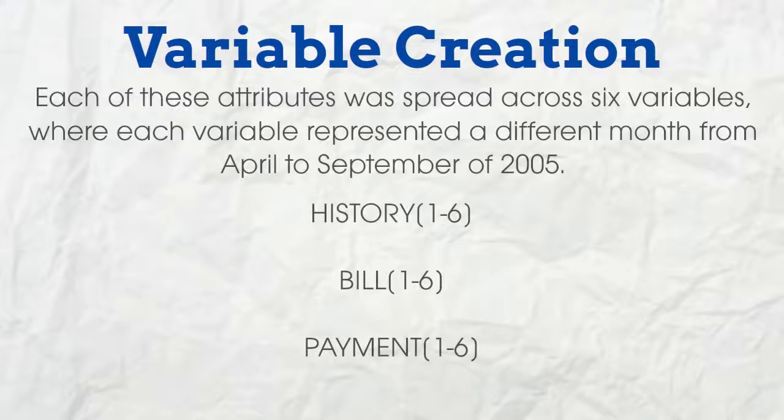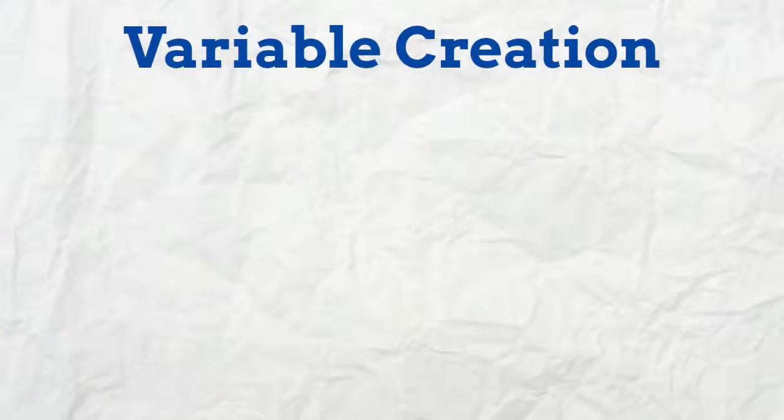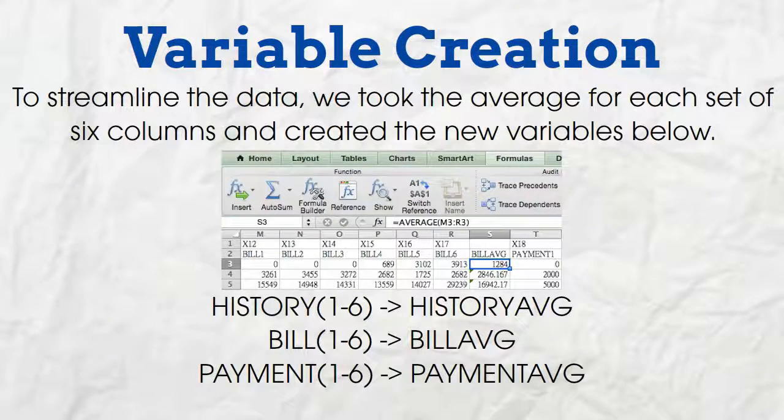I'm going to go over variable creation. Each of these attributes was spread across 6 variables, where each variable represented a different month from April to September of 2005. To streamline the data, we took the average for each set of 6 columns and created the new variables below. And here's a screenshot of Excel during this process.